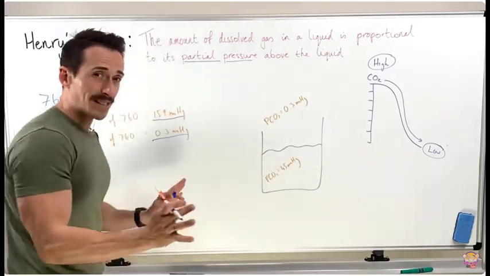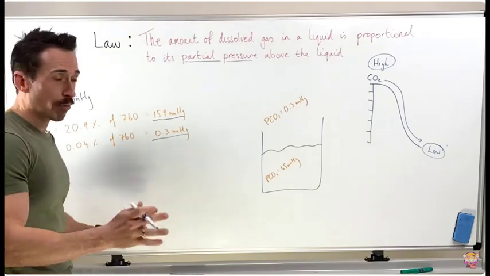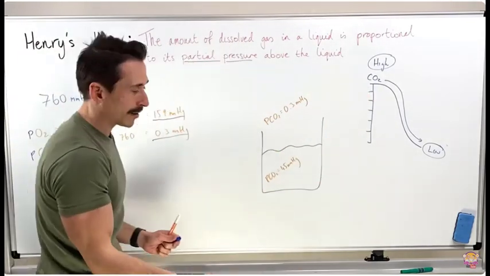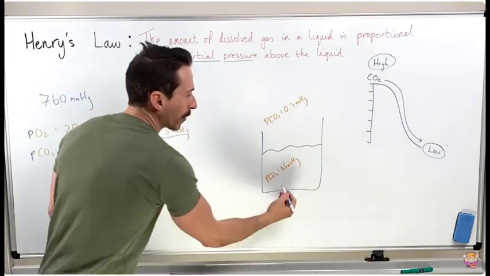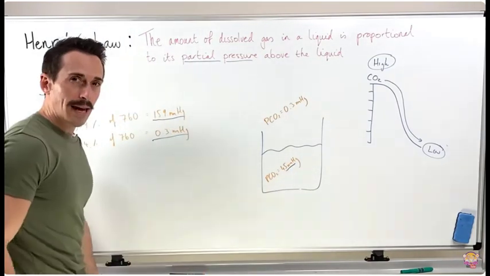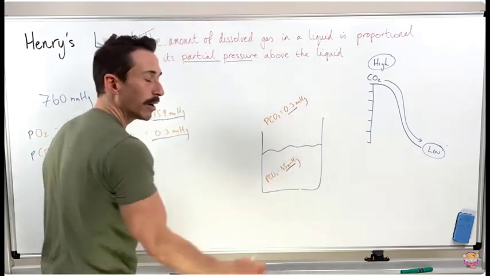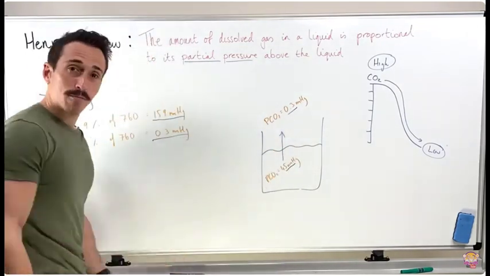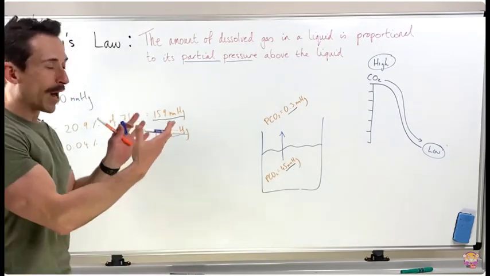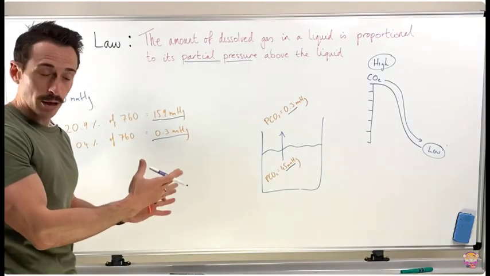So if we take a look at this now and apply Henry's law of partial pressures, knowing gases go from high to low, in what direction is this gas going to move? It's going to move from its highest pressure inside the liquid to its lowest pressure outside the liquid. So the gas will diffuse out, right? That is Henry's law in action, looking at the partial pressures.